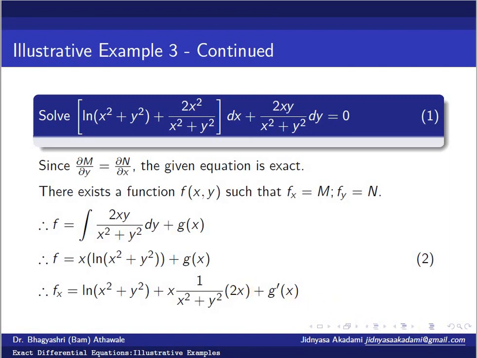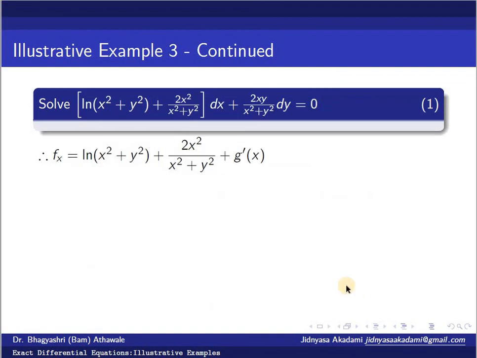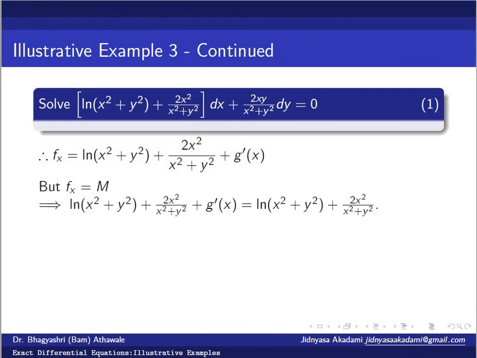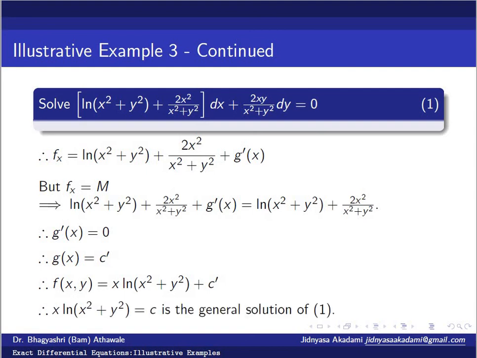So after simplifying it, we get ln(x² + y²) + 2x²/(x² + y²) + g'(x). So equate it with M and we get that g'(x) is 0. So that means g(x) is a constant. Add that constant to our f and this is my solution. So this is the required solution of the given differential equation.